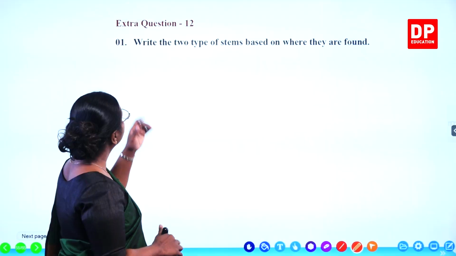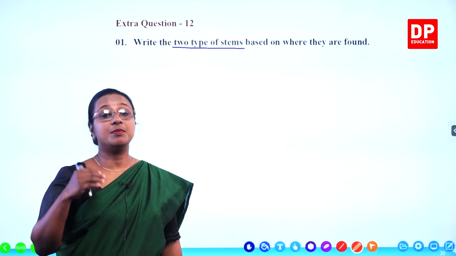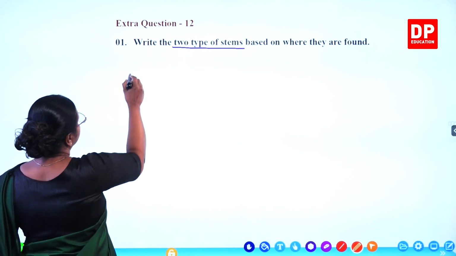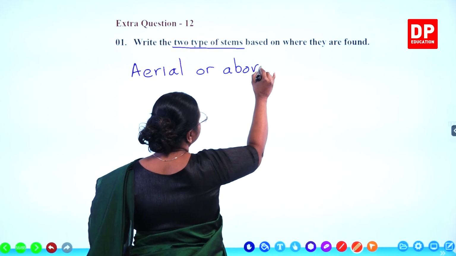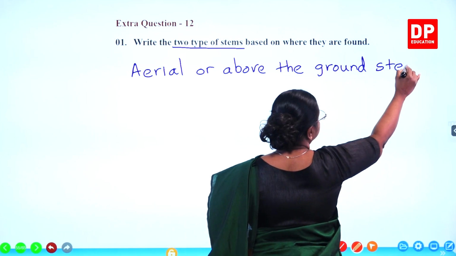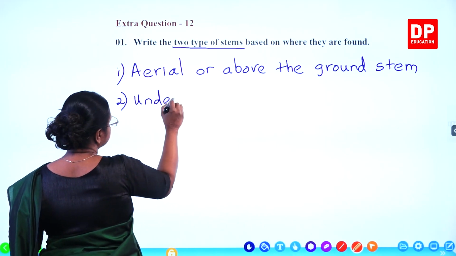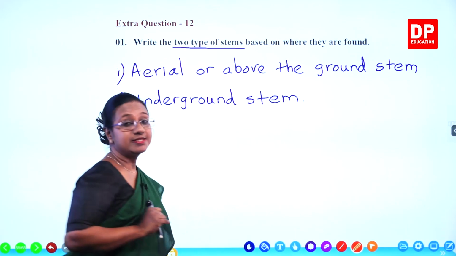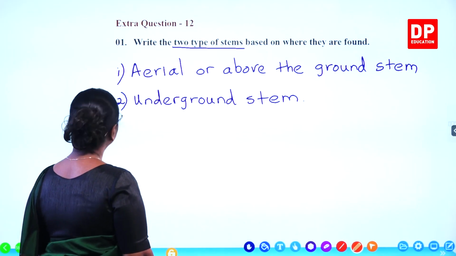Extra question 12. Write the two types of stems based on where they are found. So what are the two types? One is the aerial stem or the above the ground stem, and the other one is the underground stem. So aerial stem, aerial or above the ground stem. What is the other one? Second one is underground stem. So there is nothing to go wrong here, no students. I'm sure you would have written it correctly. With that, I will move on to the next one.